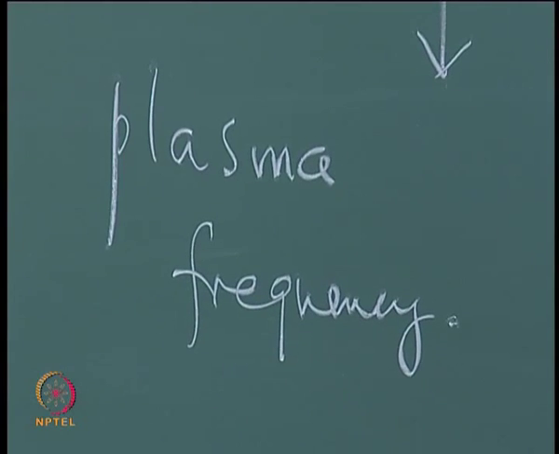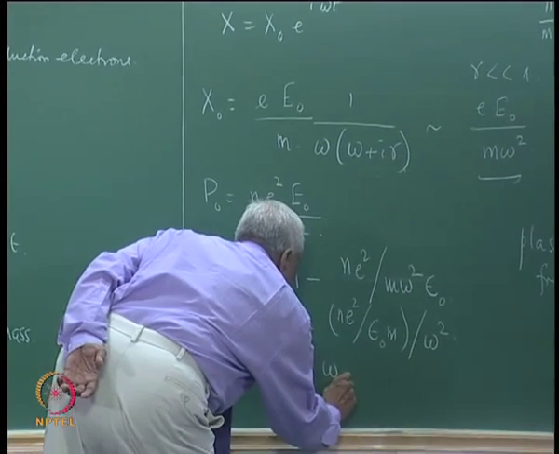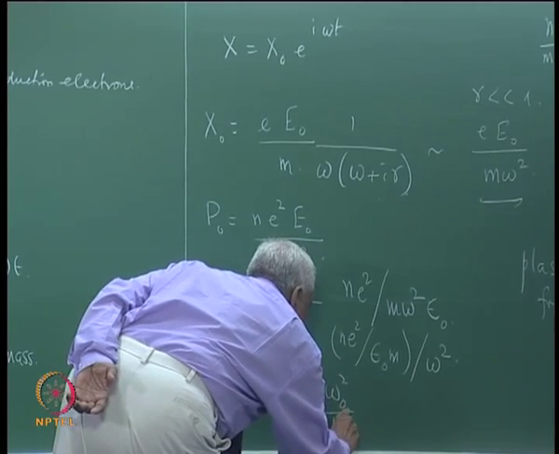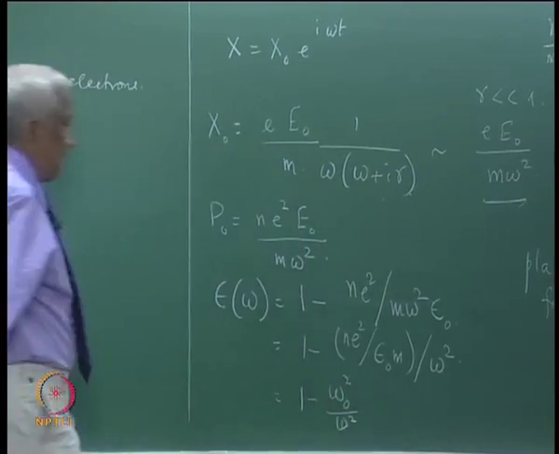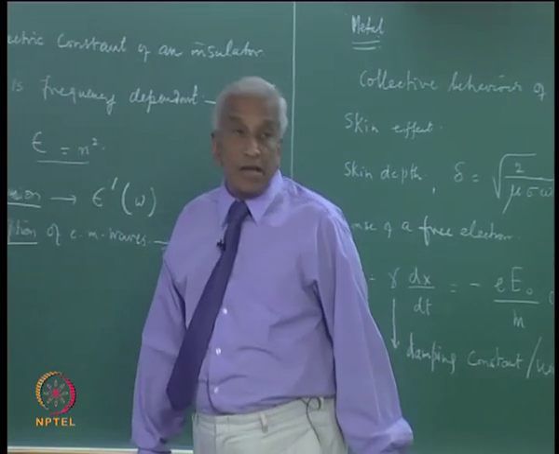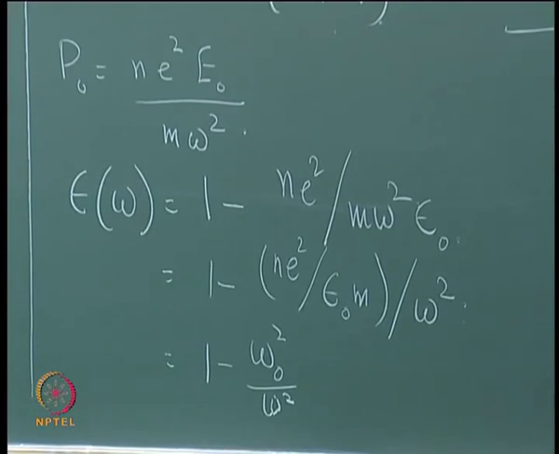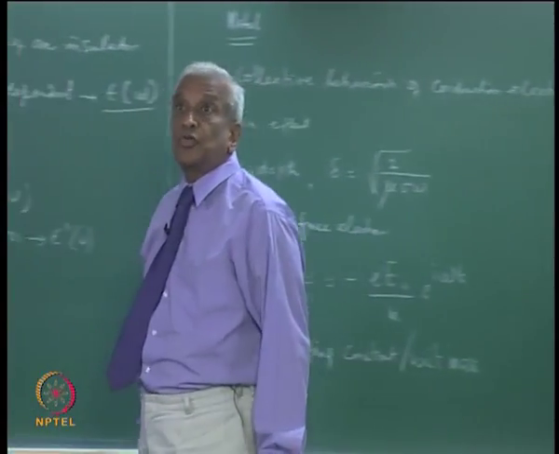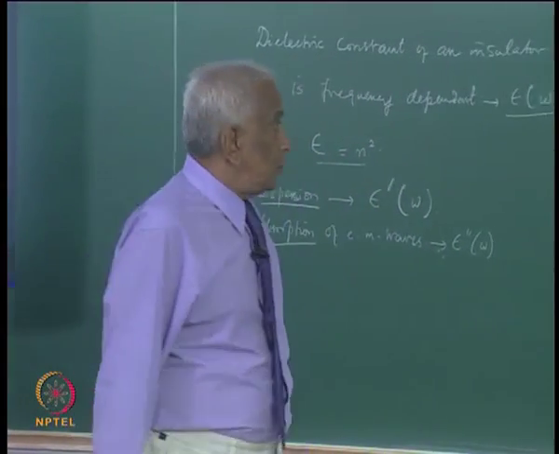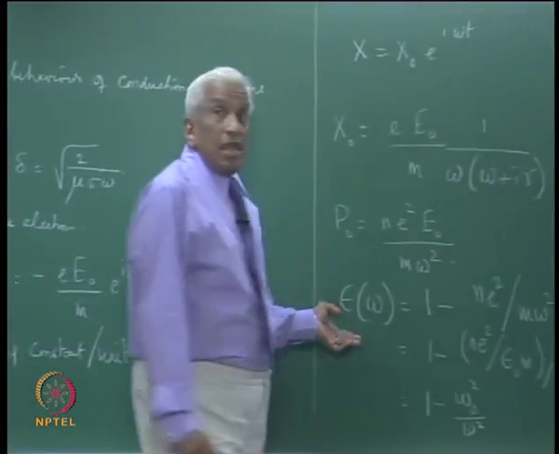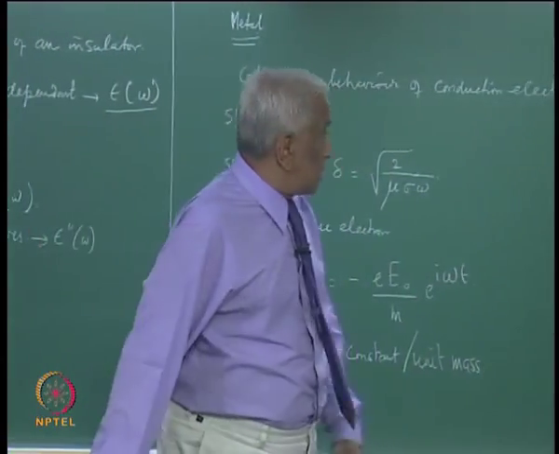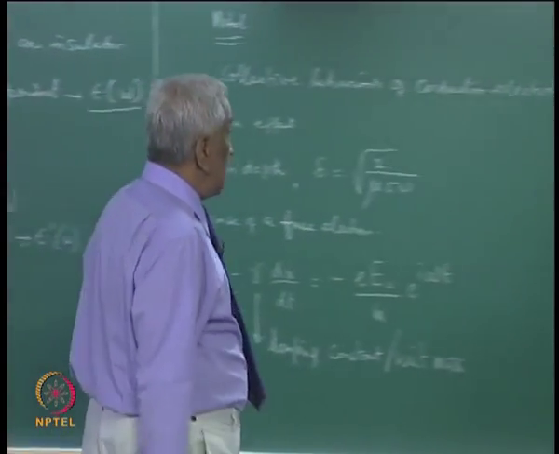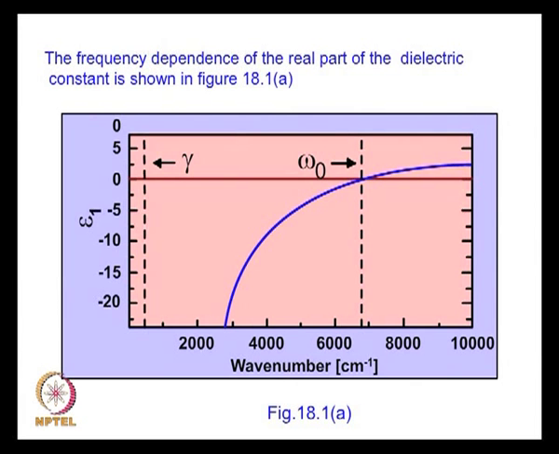Once you have that substitution, we simply arrive at a simple relation like this. And so, what does this say? The dielectric function of a metal has the simple form 1 minus omega naught squared by omega squared. This can again be related to the real and imaginary parts of the dielectric constant, and it has the form which is shown in the figure.